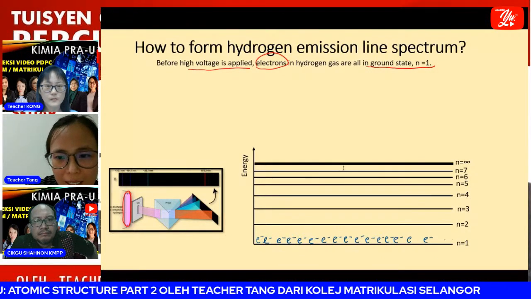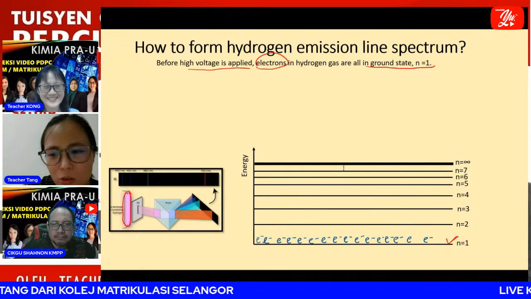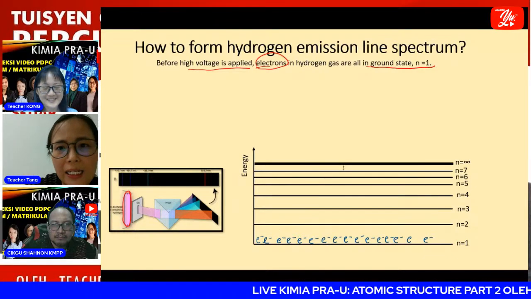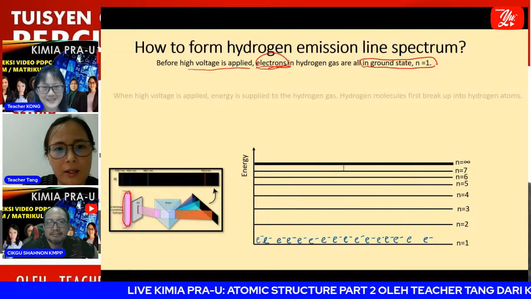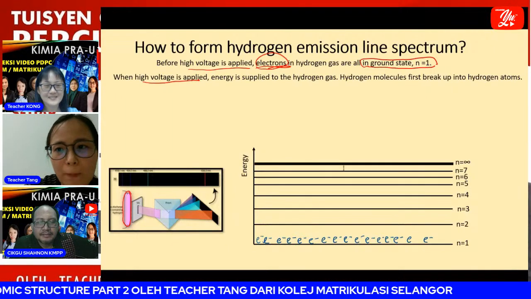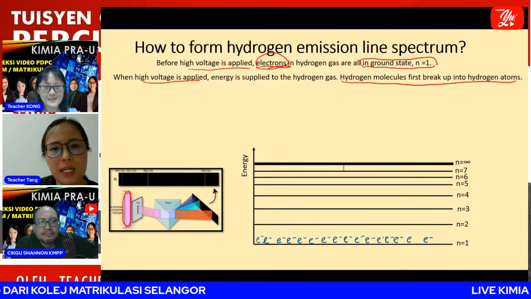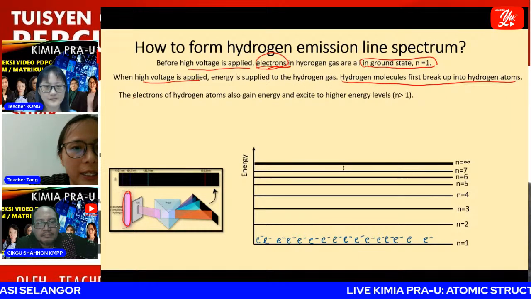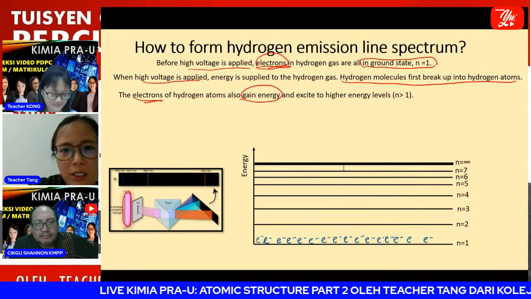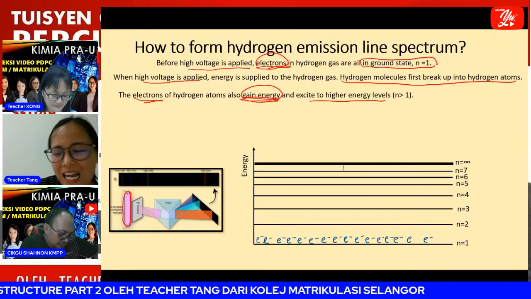So they are in the ground state. I couldn't draw 6.02 times 10 to the power of 23 electrons, so I just drew a few. At first, all the electrons are in the ground state, n equals 1. When voltage is applied, first the hydrogen molecules break down and become hydrogen atoms. And then when the electrons gain energy, absorb the photon, they will move to a higher energy level.